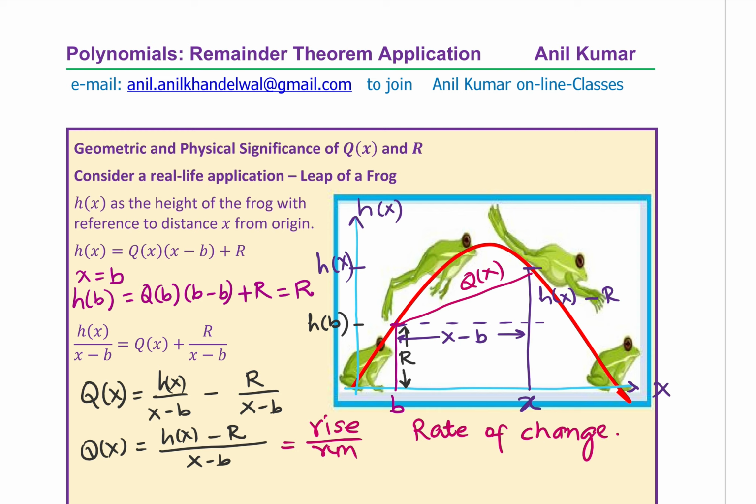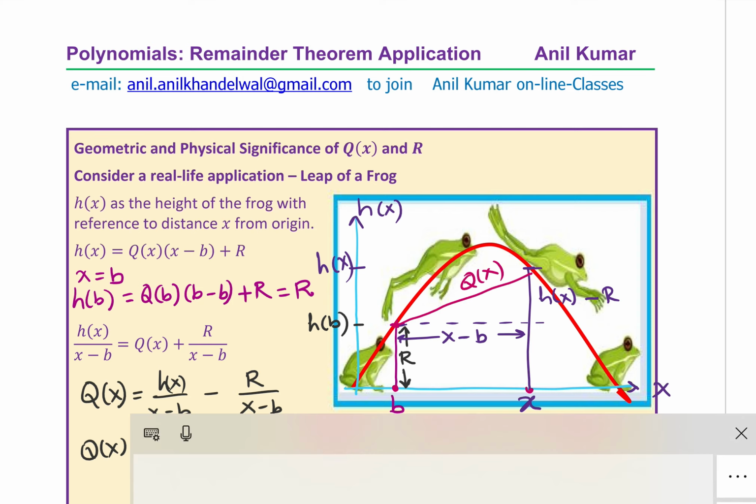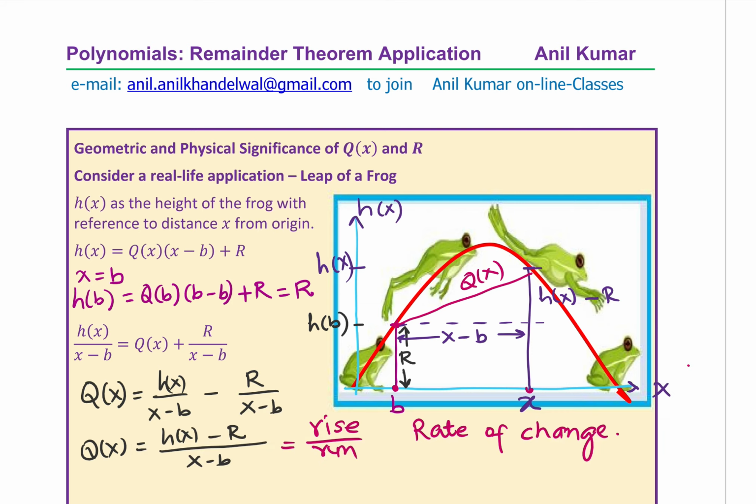It is the rate of change with respect to any position x from B. You get the idea, right? So between these 2 points, that is how we could actually interpret q of x. So I hope this concept is absolutely clear, right?